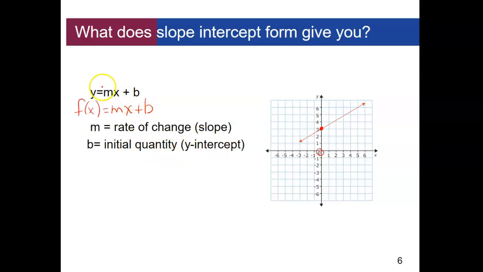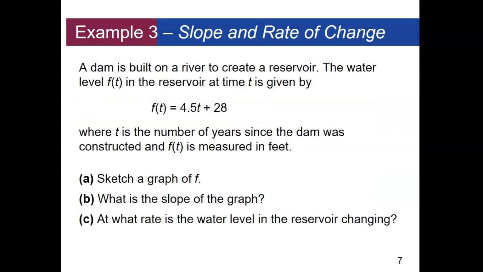So when you're asked to write a model, you're just going to go back to this notation here, and you're going to plug in your slope, which is your rate of change, and your b, which is your initial or starting quantity. And then you're going to have your linear model that you need.